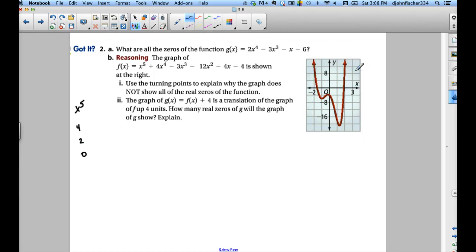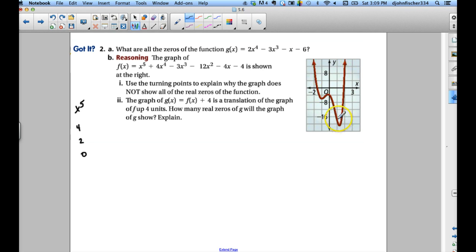Now the graph of g of x is equal to this graph plus 4. It is the translation of the graph of f up 4 units. How many real zeros of g will the graph show? Okay, if we move everything up 4 units, right now it's at, let's see, this is negative 8, this is negative 4. So this is still going to come up, and this is going to go up 4 units. It looks like it's going to touch there. This one's still going to be below 0.